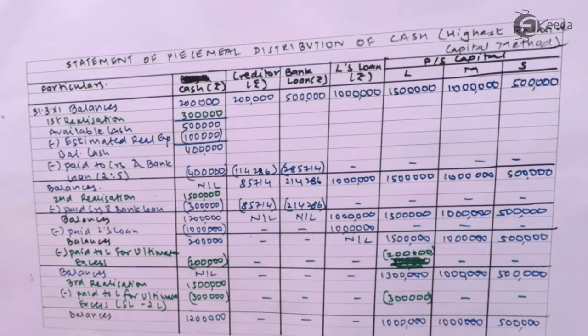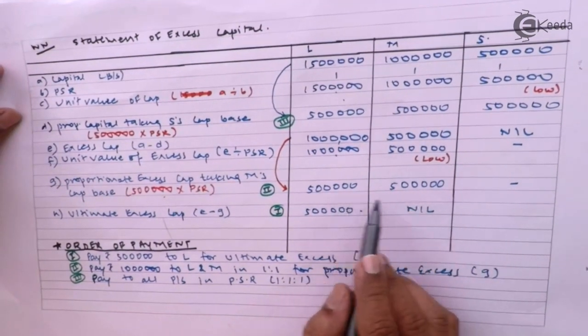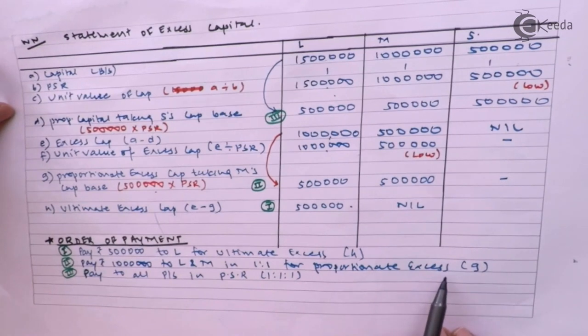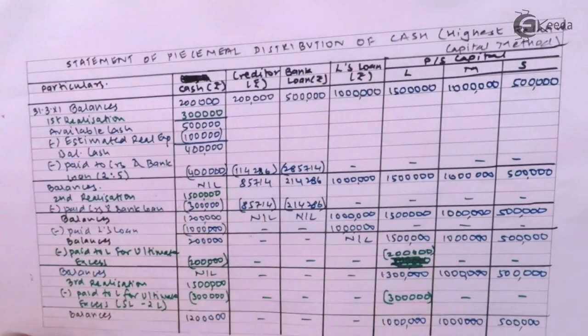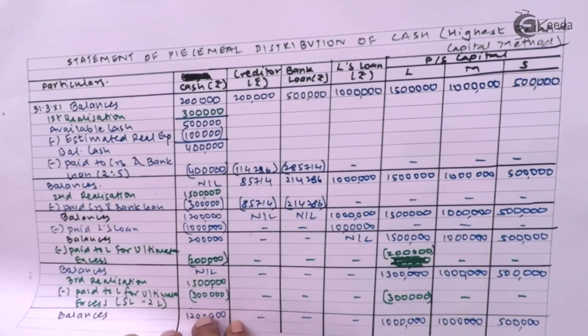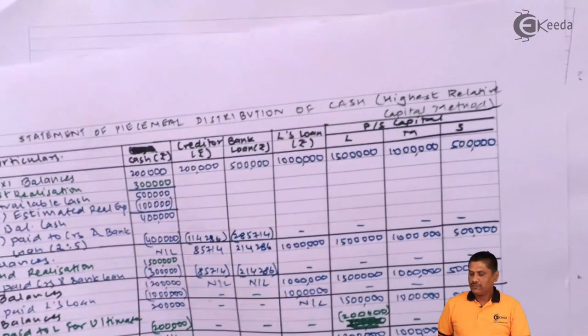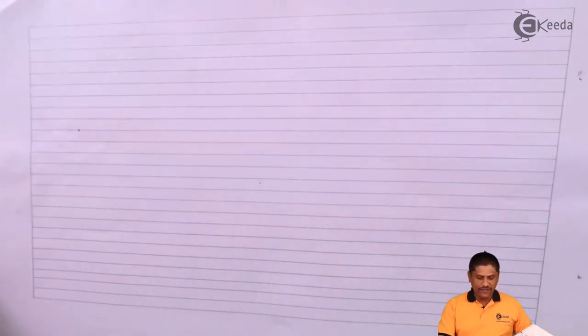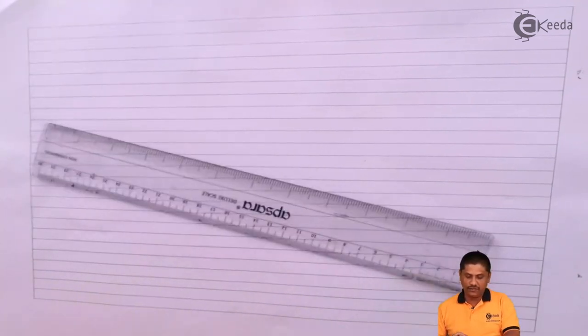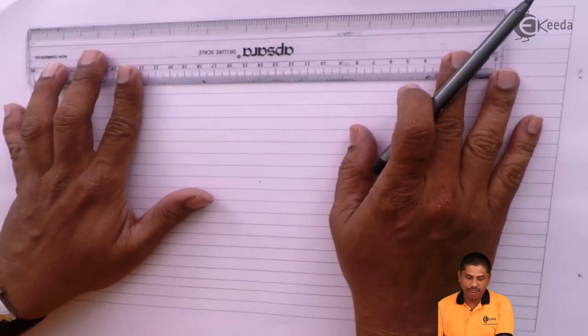Thereafter, we will complete our stage number 2. Stage number 2, what have we decided? We decided to pay 5 lakhs and 5 lakhs to L and M. That is 10 lakhs equally to both of them for their proportionate excess. Right? So, let's write this data again on the next page. See, presentation of this answer will be a little time consuming, but at the end of the day, what matters is how many marks we can get. So, please don't worry about the presentation. Topic is going to be very easy. Okay? So, same presentation we are writing on the next page. Right? So, same columns and same headings I preferably write.